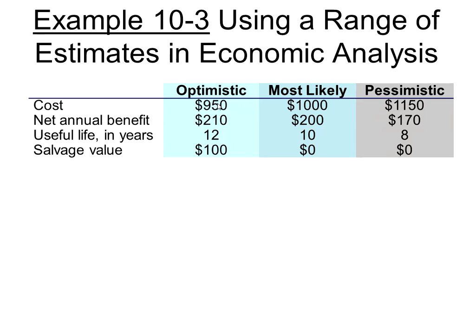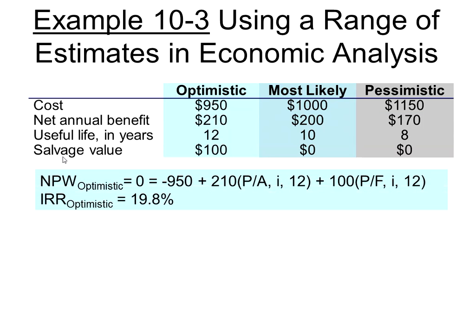For each of the cases, we have initial cost, net annual benefit, useful life in years, and salvage value. So what we can do is use this beta distribution to find the mean values, and we could also find the rate of return for different cases. If we take a look at the optimistic case first, in order to find the rate of return that we get in this optimistic case, we need to set net present worth of it to 0.